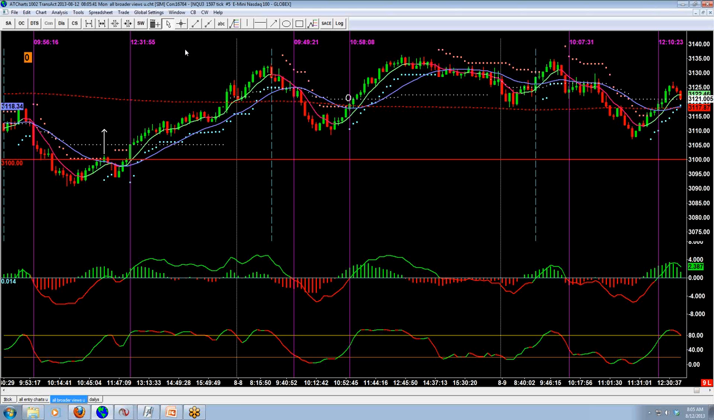Then I would get out a portion at 4 points, move my stop to a tick better than my entry, and then once price starts to move, then I can trail it using those super trend dots off my 1-point range chart. So I hope that helps.